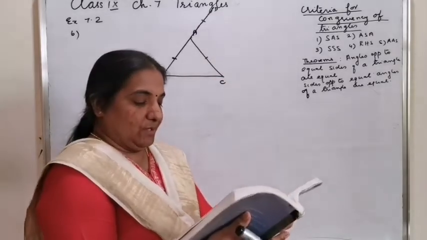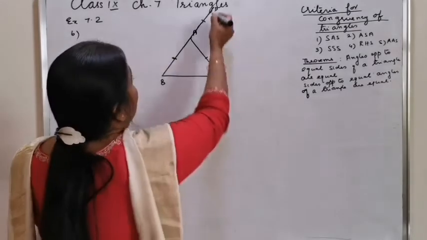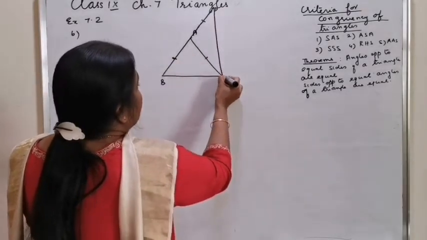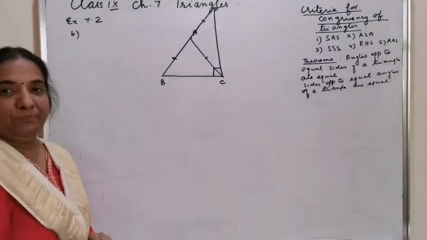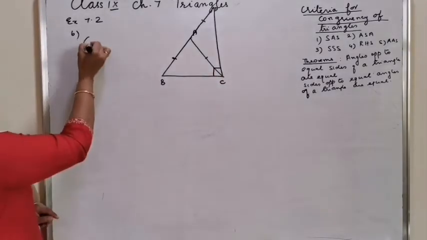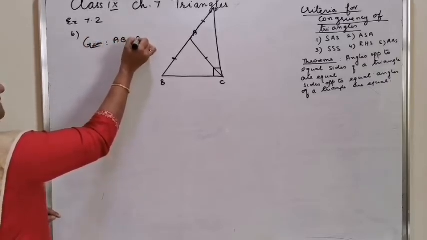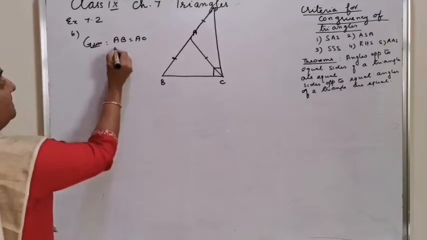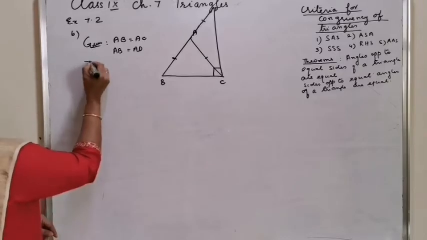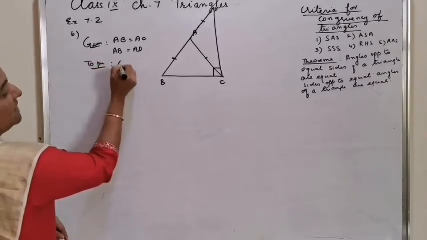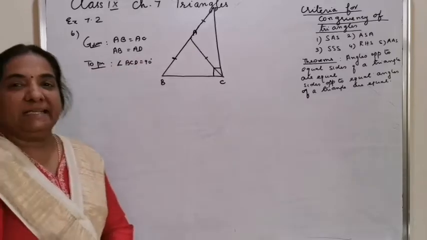Length are also equal. Prove that angle BCD is a right angle. That means angle BCD is a right angle. You have to prove. So the given condition is AB and AC are equal. AB and AD are also equal. And what is to prove is angle BCD is equal to 90 degree.